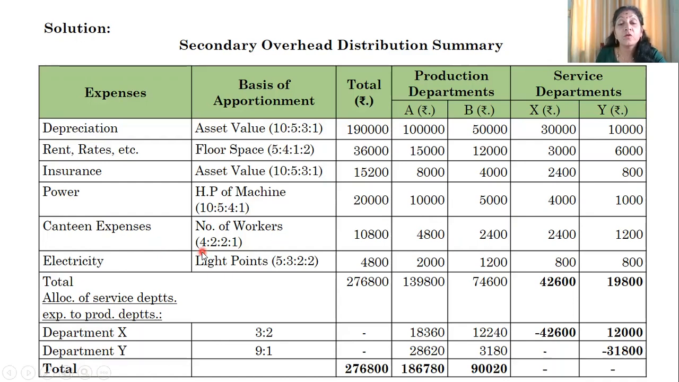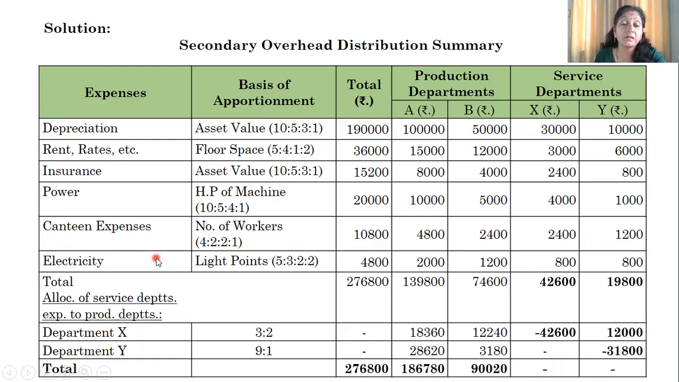Next, canteen expenses. In the canteen expenses, the number of workers is taken as the base, in the ratio 4:2:2:1. The canteen expenses given in the problem is 10,800. Production department A gets 4,800, B's portion is 2,400, service department X gets 2,400 and Y 1,200.